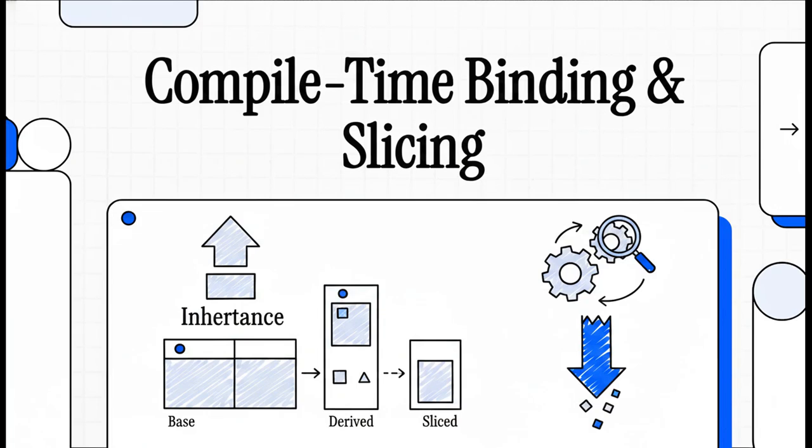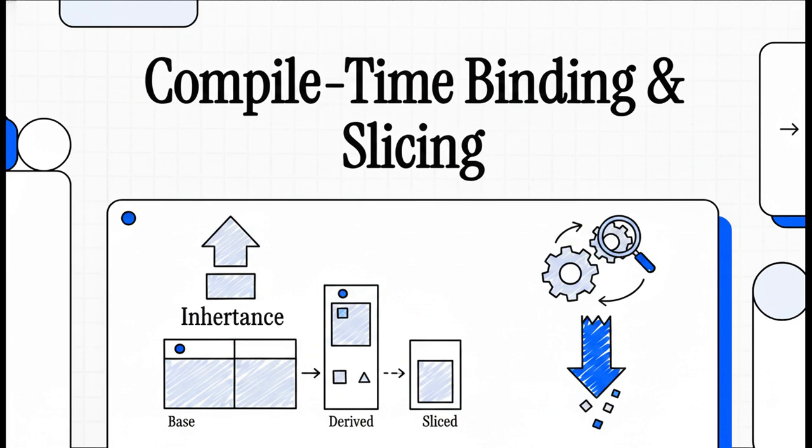Today, we're diving into a massive cornerstone of object-oriented programming in C++. We're going to demystify class inheritance, peek right under the hood at how memory is laid out, and really conquer the mechanics of compile time binding. By the end of this, you'll know exactly how your compiler makes its decisions and why your data might literally get sliced away if you aren't paying close attention.